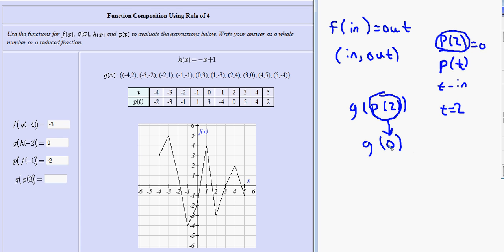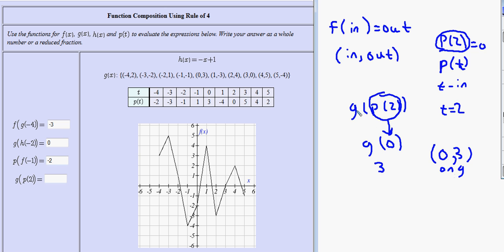So I'm looking for a point, because g was given to me as a list of points, or a set of ordered pairs. I'm looking for a point where 0 appears as the input. So 0 is in the parentheses, so it's the input, so as a point it'll appear as the first coordinate. So where do I see 0 comma something in this list of points? That would be right here. If you plug in 0, it says that you get out 3. So the fact that this point is on g, I shouldn't say on g, it's not really a graph, it's in the set of g, that point is in that set. So g of 0 would be 3.